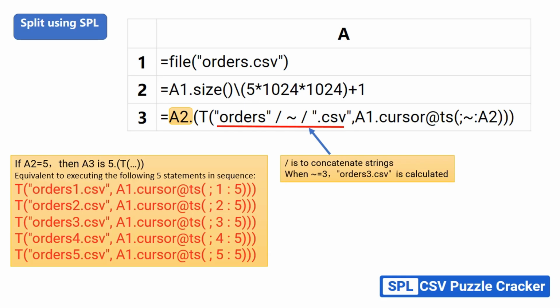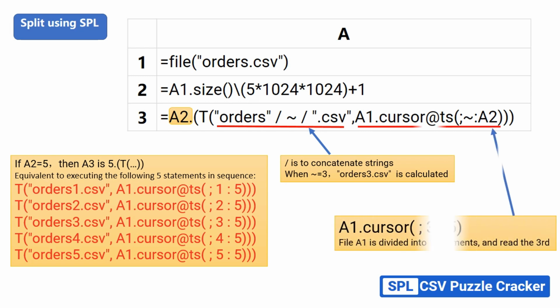The T function writes data to files, with the first parameter being the target file name, where slash represents the string concatenation. When tilde is equal to 3, the file name orders 3.csv will be concatenated. The second parameter is the data to be written out, and the cursor function gradually fetches the data in a cursor manner to prevent memory overflow.